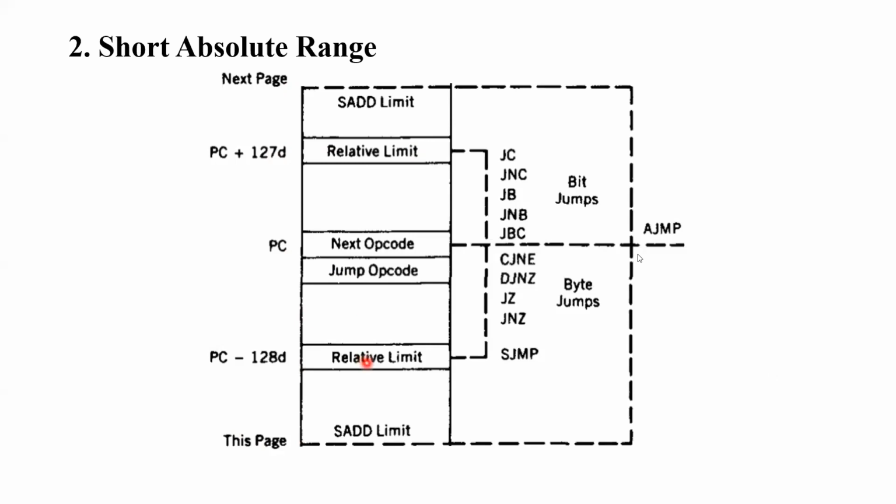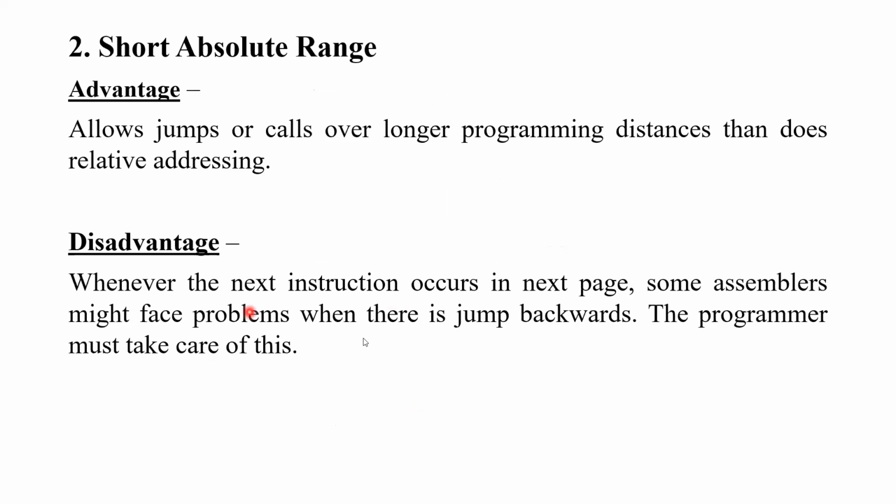One of the unconditional instructions we have is AJMP, which is a short absolute jump, right? It is an unconditional jump. We can have a range of 2 kilobytes, and this 2 kilobyte distance is much larger as compared to the relative limit, right? Whenever the next instruction occurs in the next page, some assemblers might face problems when there is a jump backwards. The programmer must take care of this.